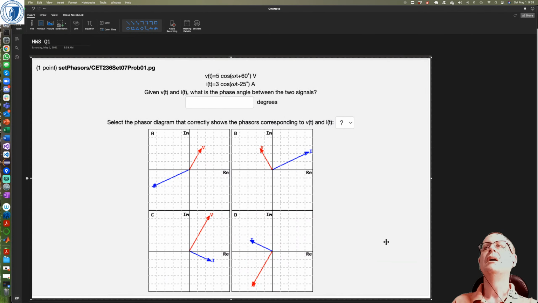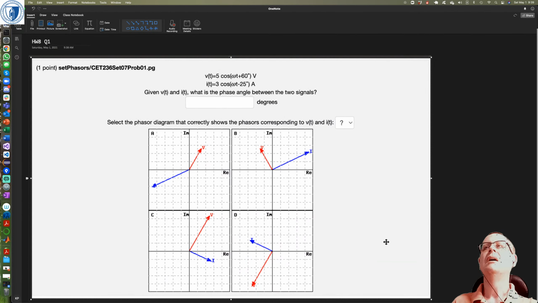Okay, so we have V, which is 5 cos(omega t plus 60 degrees), and I, which is 3 cos(omega t minus 25 degrees). Given V of t and I of t, what is the phase angle between the two signals? And then select the phasor diagram that correctly shows the phasors corresponding to V of t and I of t.